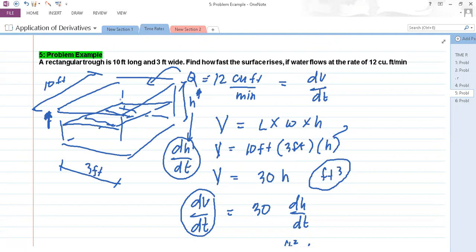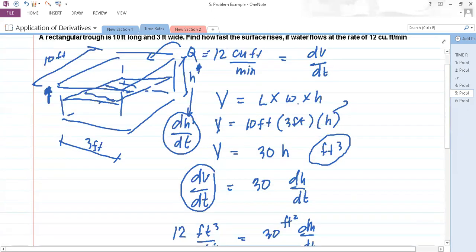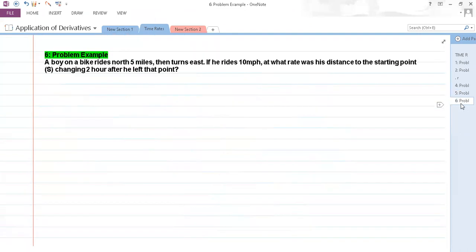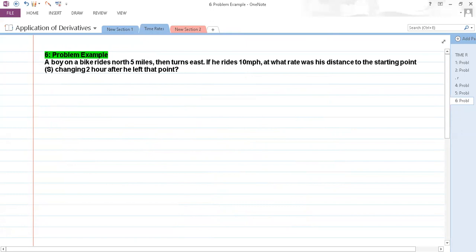So I hope you understand this particular problem. So let's move on to our last, I think this is our last problem for time rates. So we have a boy on a bike rides north 5 miles. So nag-ride siya 5 miles through north. Then turn east. So nag-turn daw siya sa east. Okay. So if he rides 10 miles per hour, at what rate was his distance to the starting point changing?